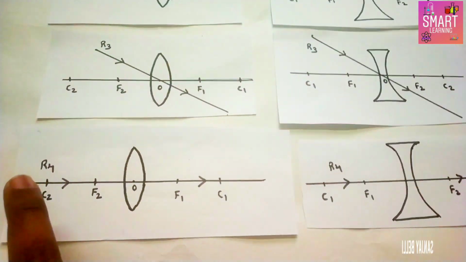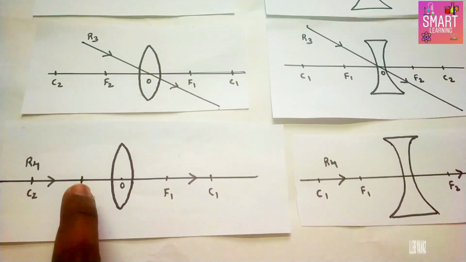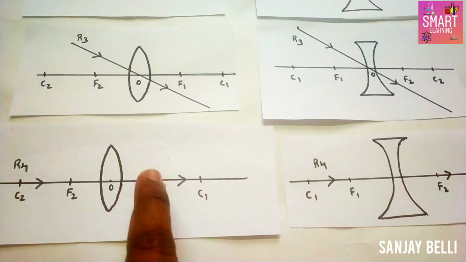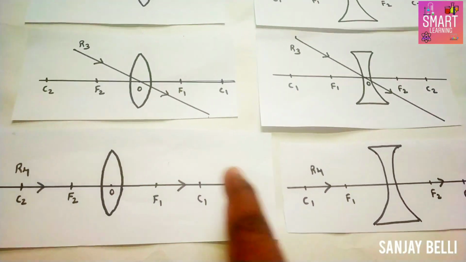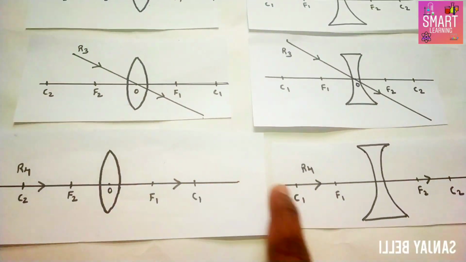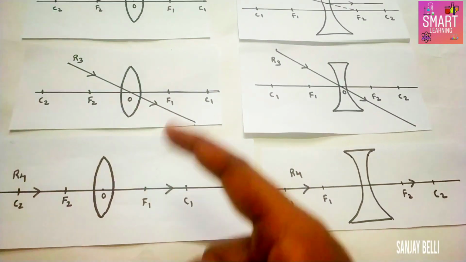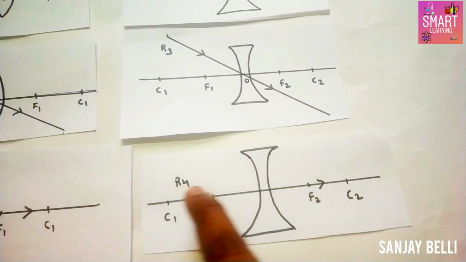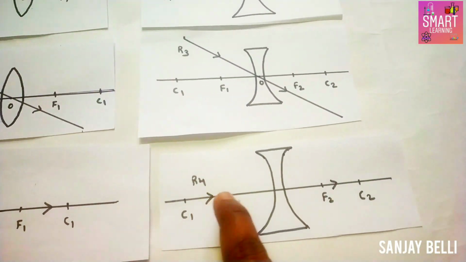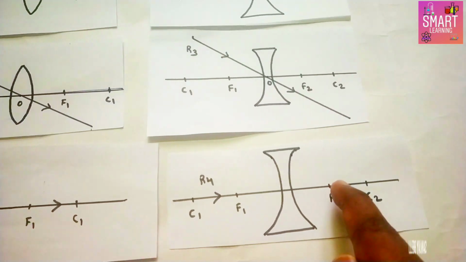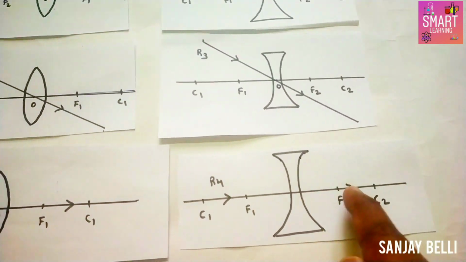What happens if a light ray passes through the principal axis? The refracted ray will also pass through the same path. That means here you can observe the straight line. In a straight path the light ray will be traveling. In both cases the ray will not get deviated. Here also you can observe. Okay, so it passes through the principal axis, and again the refracted ray emerges passing through the principal axis.